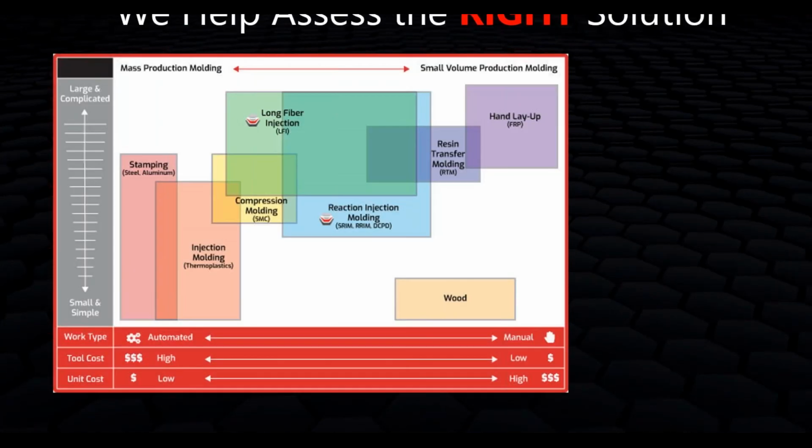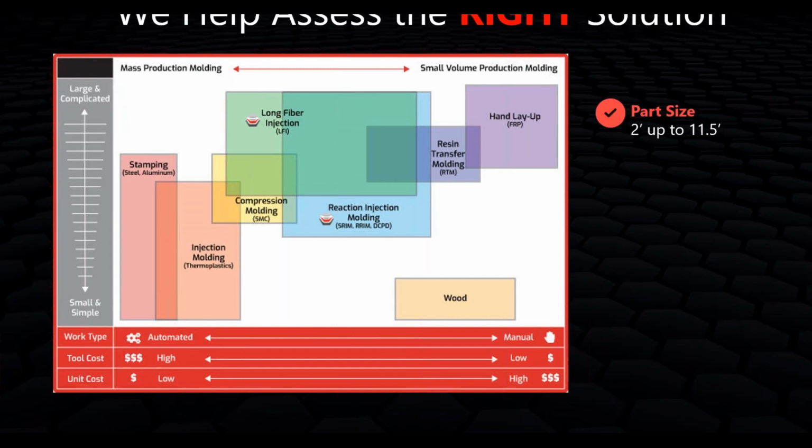So to give you a little bit of an overview, this chart is really the great place to start because it talks about where reaction injection molding and DCPD in particular fits among other processes that you may know about. So real quickly here, the boxes that you see in the middle that are in the green, long fiber injection, and also in the blue, reaction injection molding, that's the focus of Romeo Rim. DCPD falls in that blue box there. So as you look at this chart, as you go up in the scales on the vertical axis, talking about large parts, you'll see those boxes for Romeo Rim are really in that middle to large component sizes.